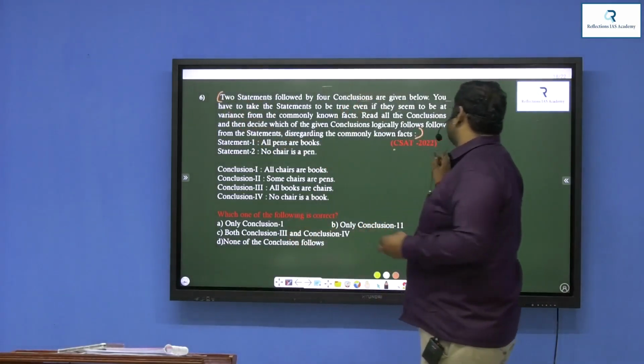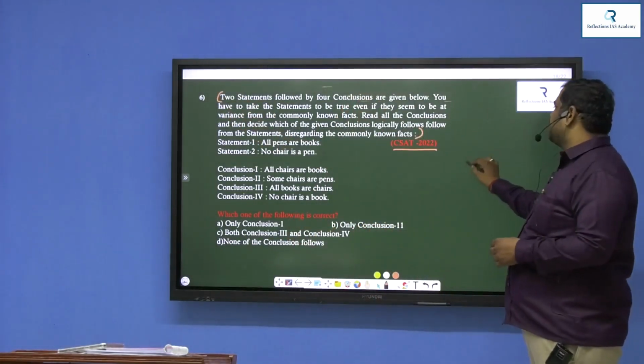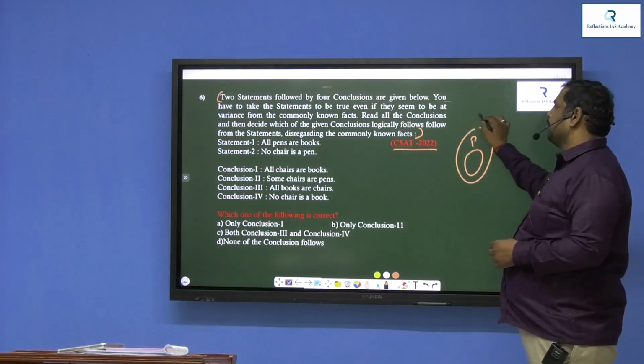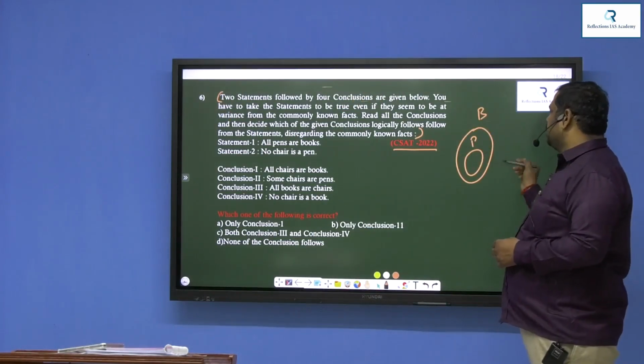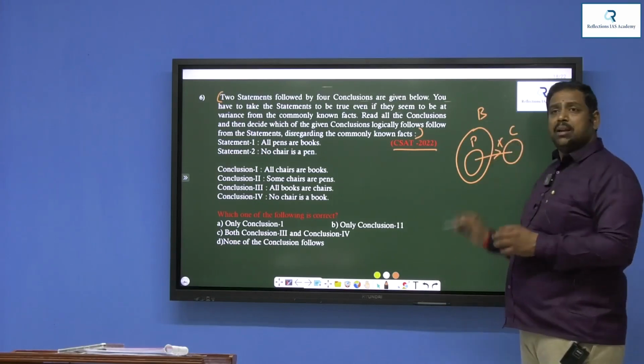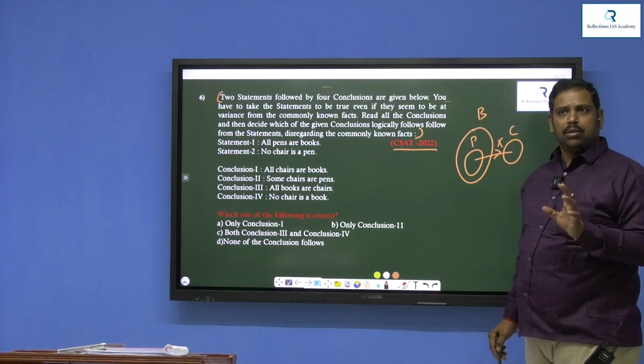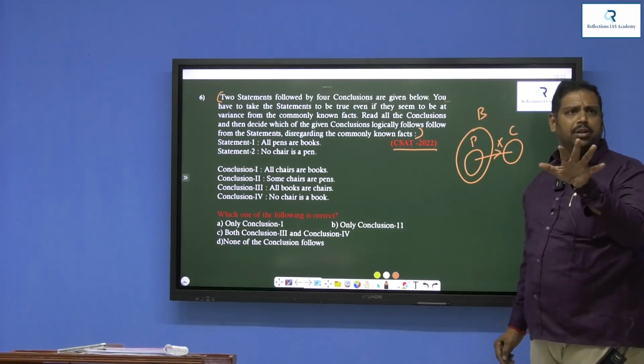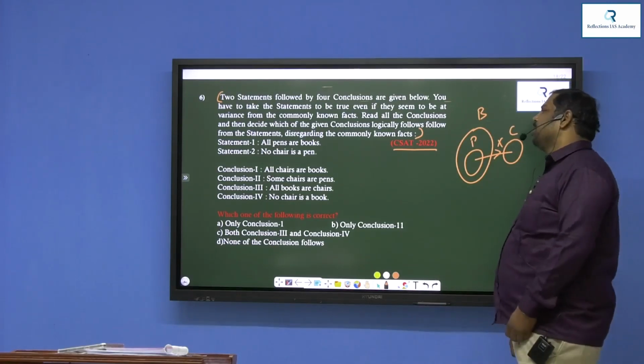Okay, CSAT 2022 here. All pens are books. No chair is a pen. Pen and chair don't have a relation. This book and pen may have a relation. Okay, good. First one, all chairs are there.